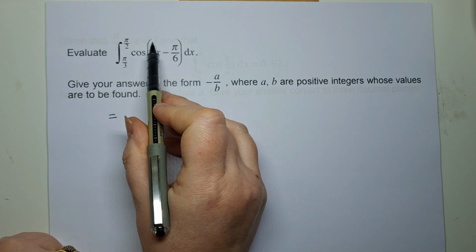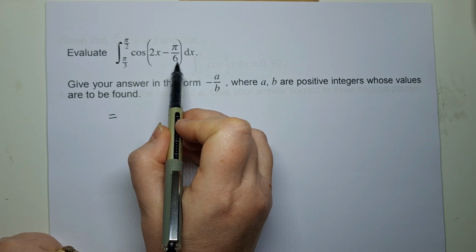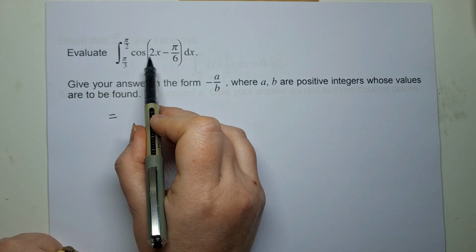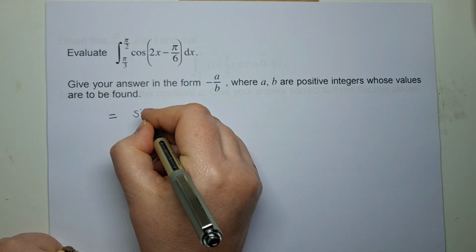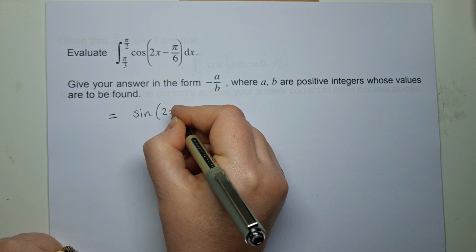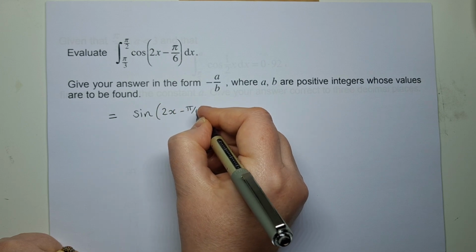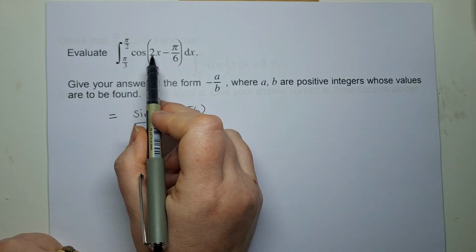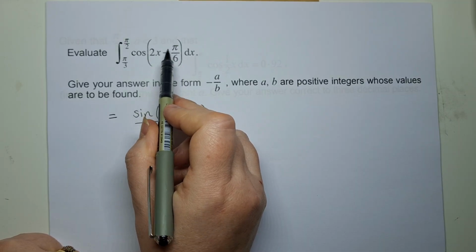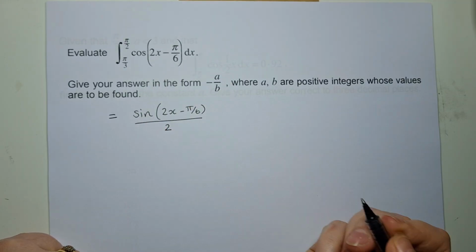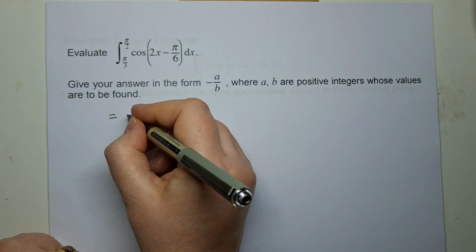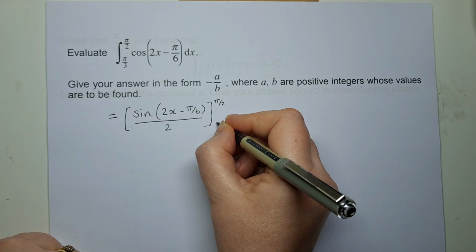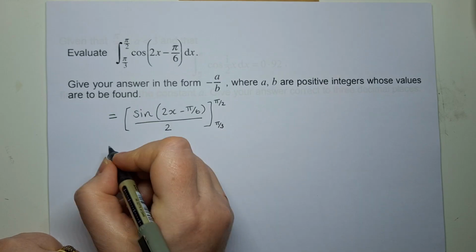This is the angle. The angle doesn't change, but when we integrate, we divide by the differential. So cos integrates to sine. The angle doesn't change. Divide by the differential, and if you differentiate this, you just get a 2 because the pi by 6 is just a number. So there we go. That's the integration. We also have to do some limits, so we've got to do that next.